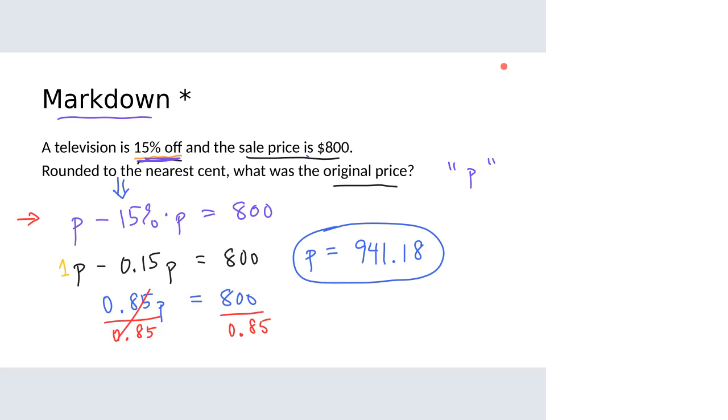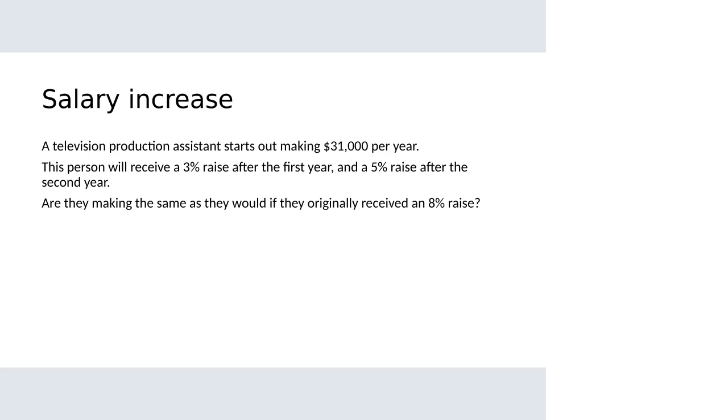Fantastic. All right. One more thing to look at today. It's relatively straightforward, but something that's not always obvious. A television production assistant starts out making $31,000 per year. This person will receive a 3% raise after the first year and a 5% raise after the second year. Are they making the same as they would if they originally just received an 8% raise?